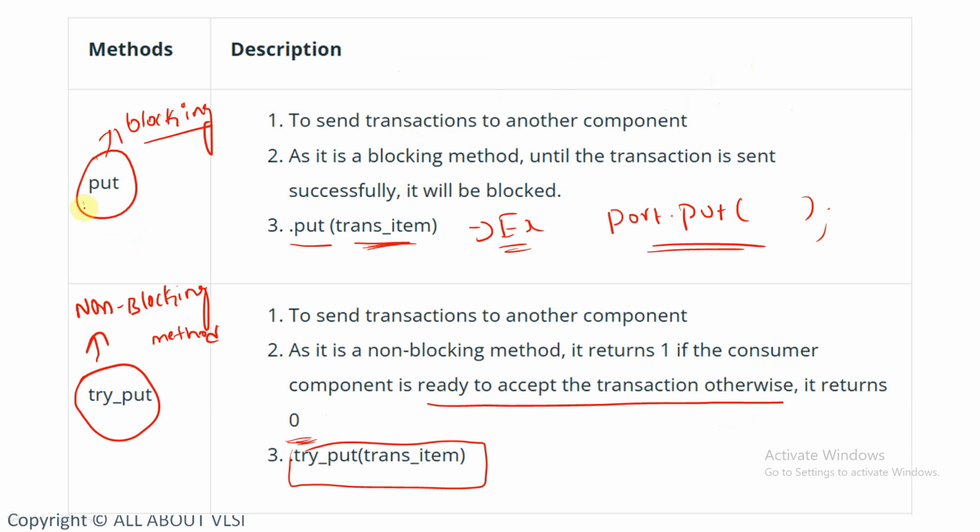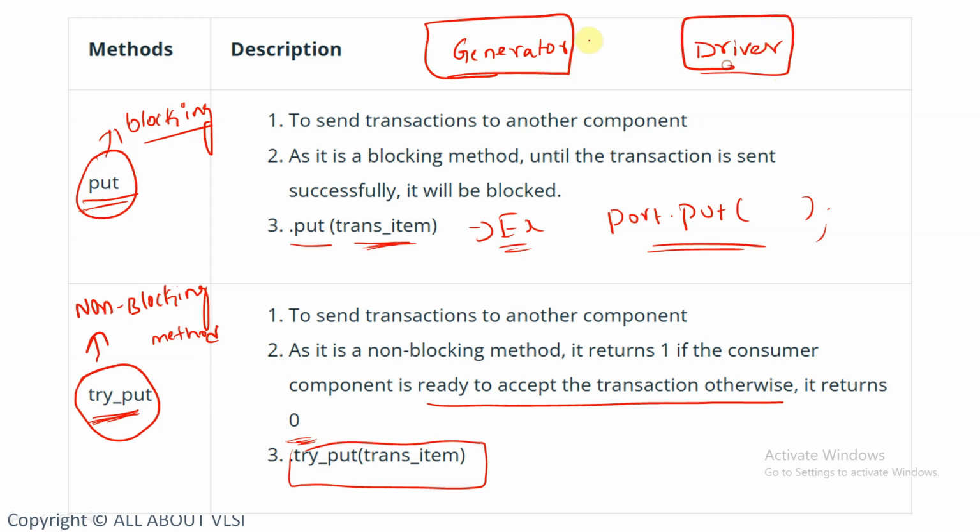So basically the put method and try underscore put method are used for sending the transactions from the initiator to the target. For example, if we have a generator and a driver like this, the generator has a put port and the driver has an implementation port, that is, the generator is an initiator and the driver is our target. So the initiator will send the transactions to the target, that is, the generator is going to send the transactions to the driver.